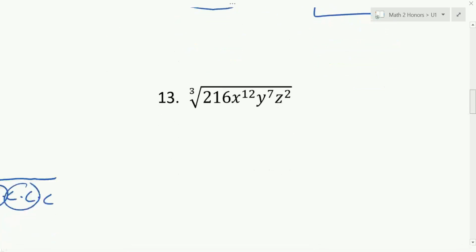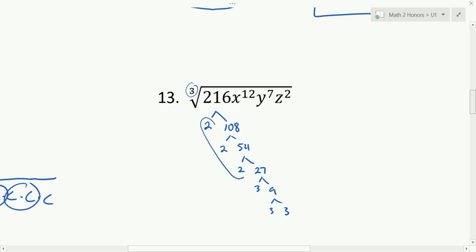So 216 is even, and it's going to be 2 times 108. Okay, if you break that up. And 108 is also even. That's 2 times 54. When that's even, that's 2 times 27. That's not even, but that's divisible by 3. That's 3 times 9, and 9 is 3 times 3. And so the index is 3. We're looking for sets of 3 things. We got 3 2s and 3 3s. So this is 2 times 3 cube root. We got 12 x's. So that's x to the 4th.